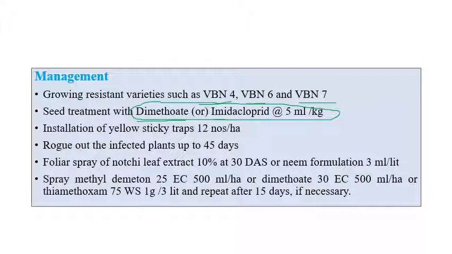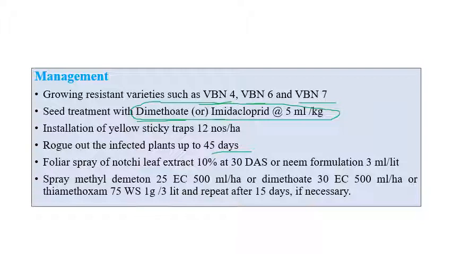And rouging of infected plants up to 45 days. If any plant is infected within 45 days, it's better to rogue it out and destroy it. And the foliar application of neem seed kernel extract at 10% concentration at 30 days after sowing, or a neem formulation at 3 ml per liter of water can be recommended.